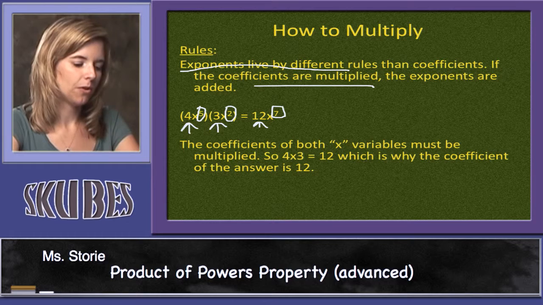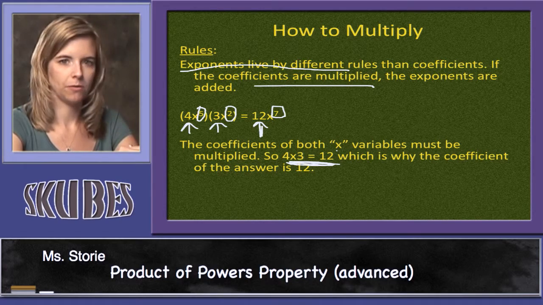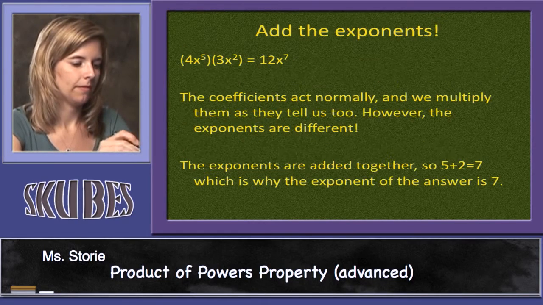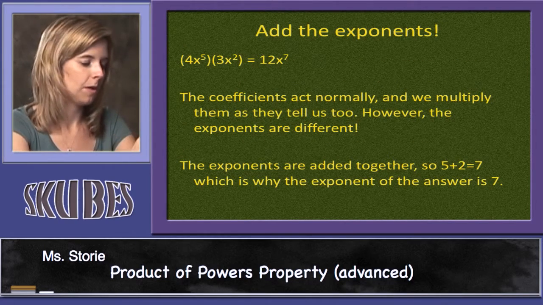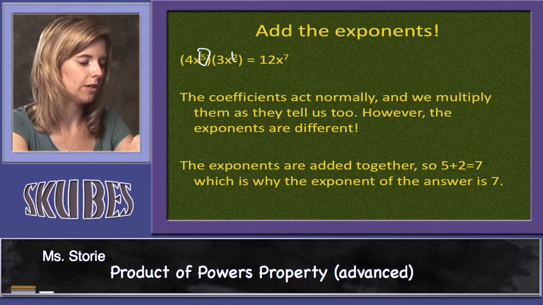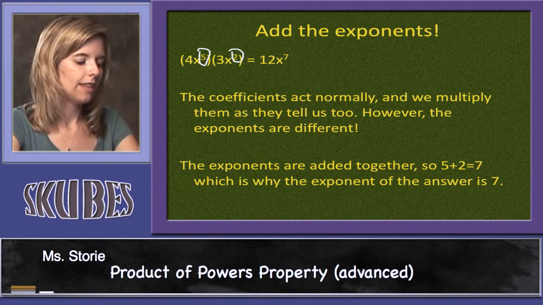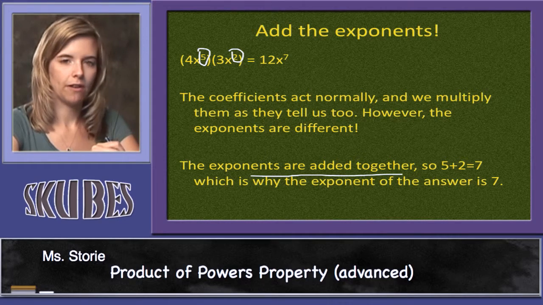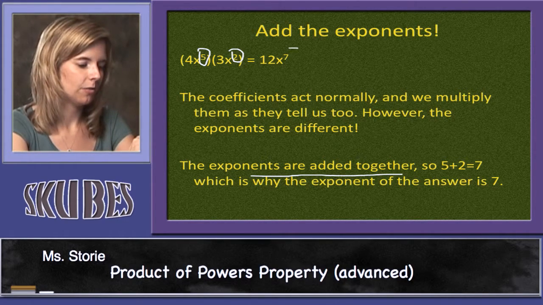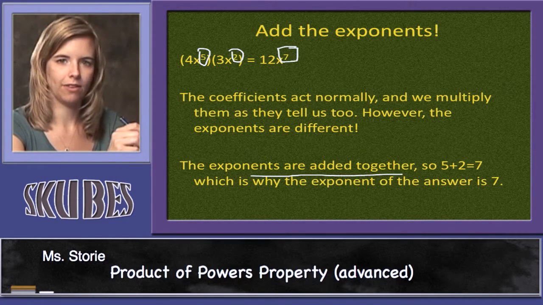The coefficients of both the x variables must be multiplied, so you have 4 times 3 equals 12. Just like we said, that's where that 12 comes from. Now look at the exponents. Remember, if it says multiply, you don't actually do it, you actually add it. The exponents are added together, so that 5 plus 2 got us 7, which is why in the answer you have x to the 7th.